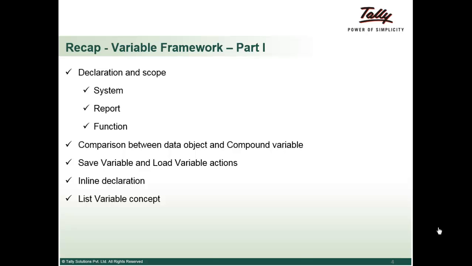Then we went to inline declaration. Till now we were following a two-step process of defining the variable and then declaring the variable. Inline declaration is where in one line you both define and declare. We saw that we can do an inline declaration in system scope, report scope, and also in the function scope. When you do an inline declaration in the system scope, then that particular variable cannot be persisted, because when you do inline declaration, the properties of the variable become very limited.